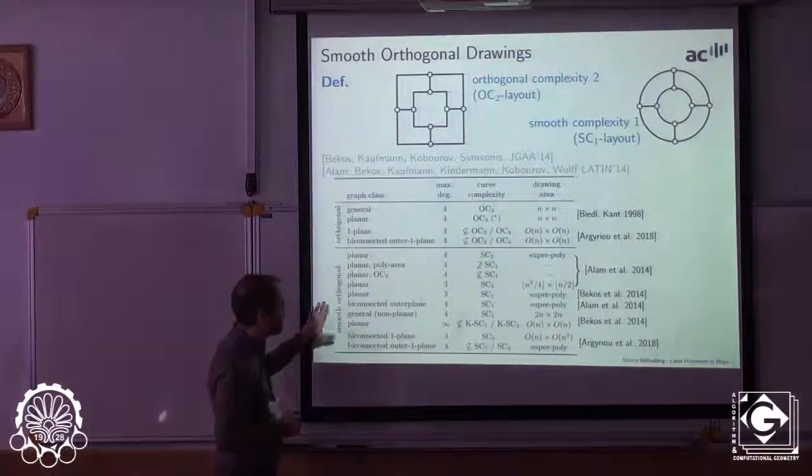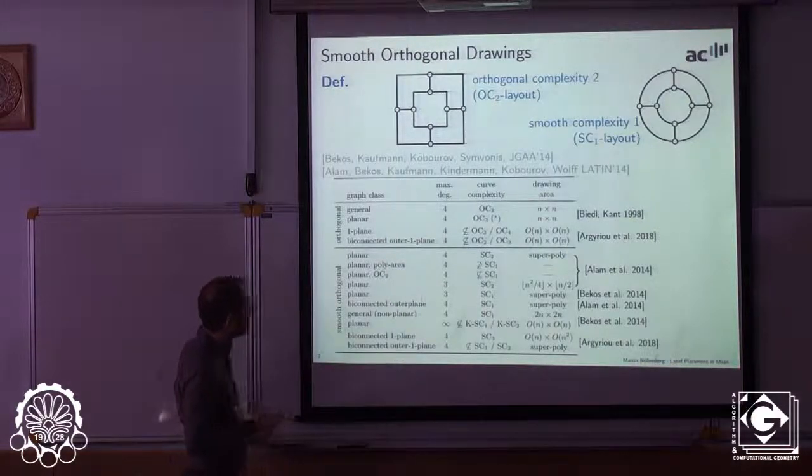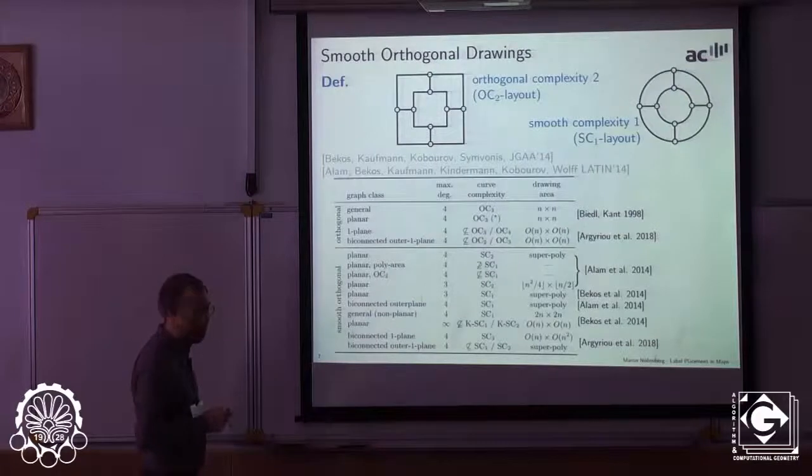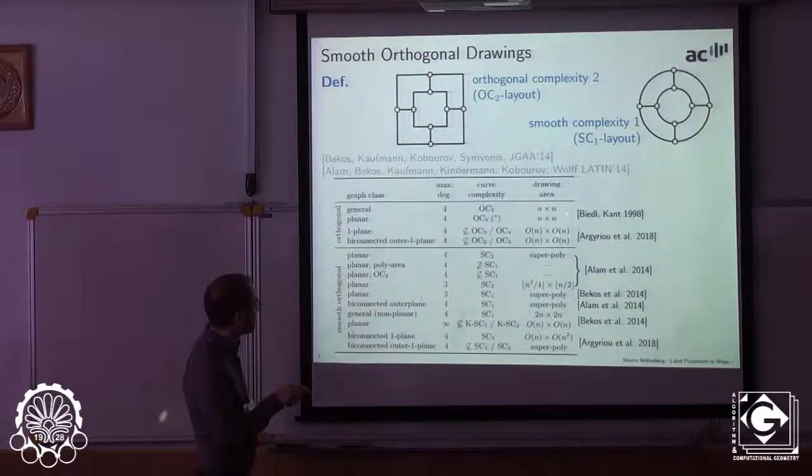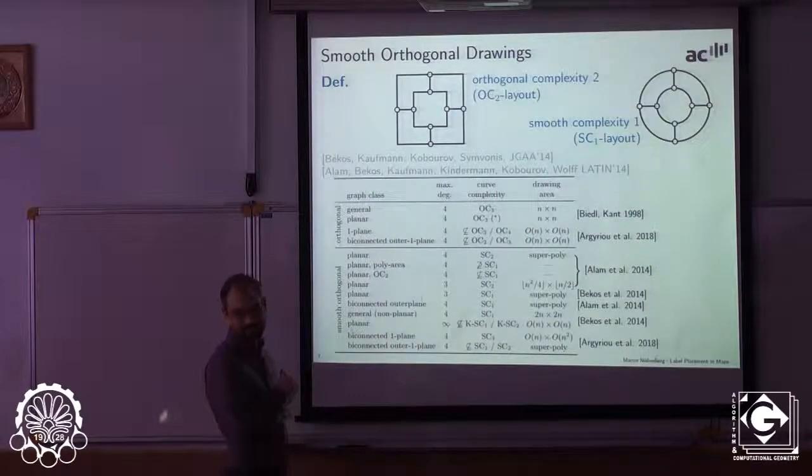And this is a table taken from the paper just to see what is known for these types of graphs. So if you look for the traditional orthogonal style like that one, then it's known that in n by n area, so a quadratic size grid, you can always draw every planar graph and also every non-planar graph with at most 3 bends per edge.